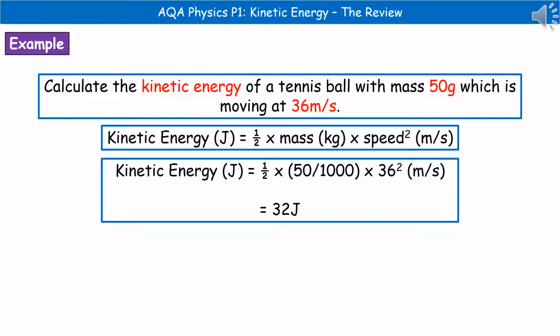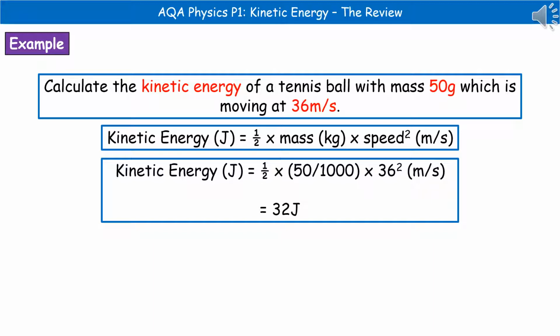Now, there is a little bit here that could lose you a mark if you weren't being careful. If you have a look at the mass, then it's been given to you in the question in grams. Now, the standard units that we have to use in our calculations are kilograms. So before we can actually substitute that in, we need to convert the grams to kilograms. And to do that, we just divide it by 1,000. So you can see when we substitute it in, it would be half times 50 divided by 1,000 times 36 squared.